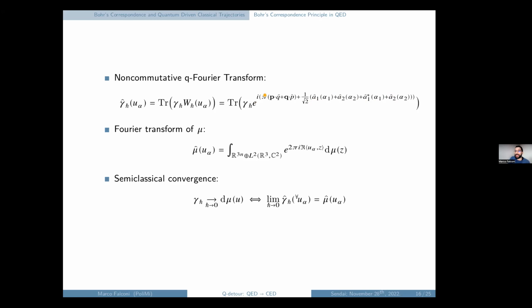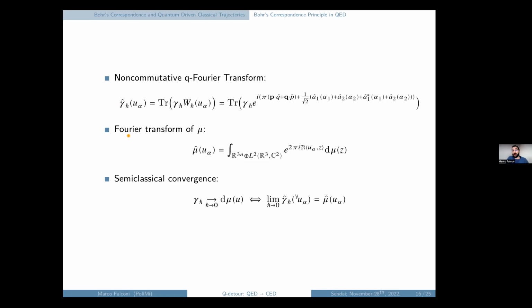This is called the exponential of i. This guy is called the Weyl operator for the field, and this is the Weyl operator, or translation operator, phase space translation operator for the particle. So this is called the non-commutative Fourier transform of gamma. It is a function of this configuration U alpha, where U alpha is this Q, this P, and this alpha 1, alpha 2 that are here. So it's a classical point in the classical phase space.